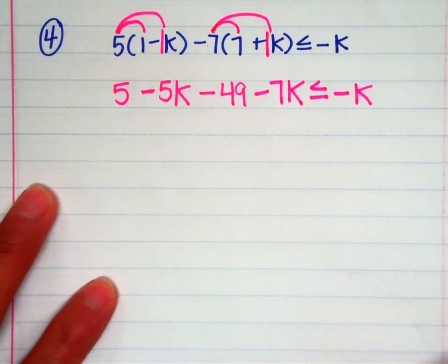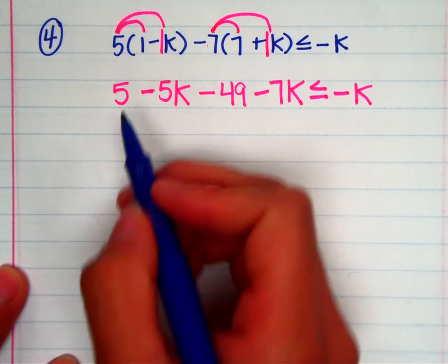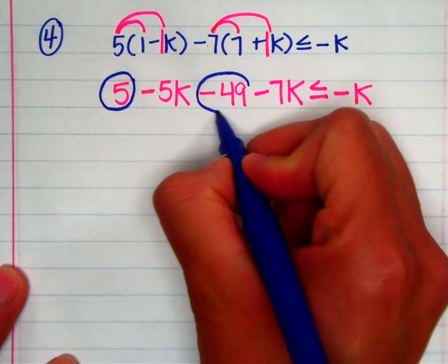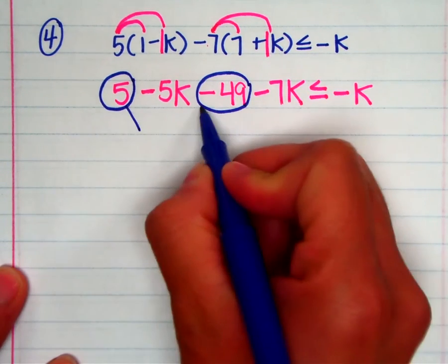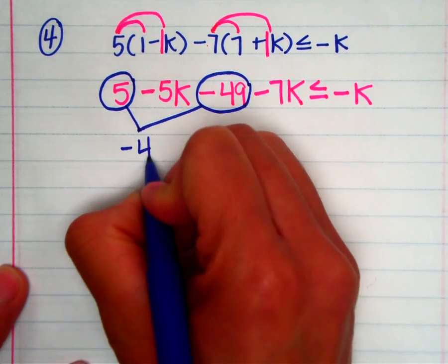So now we need to clean up our work before we move on. When you clean up your work, you're going to notice on the left side that we have a positive 5, and you're going to combine that with a negative 49. So positive 5 minus 49 is a negative 44. But we're not done combining.